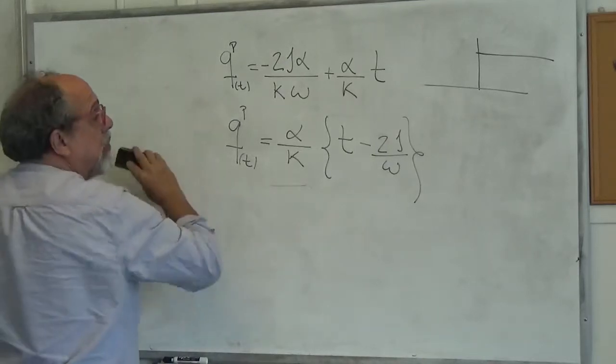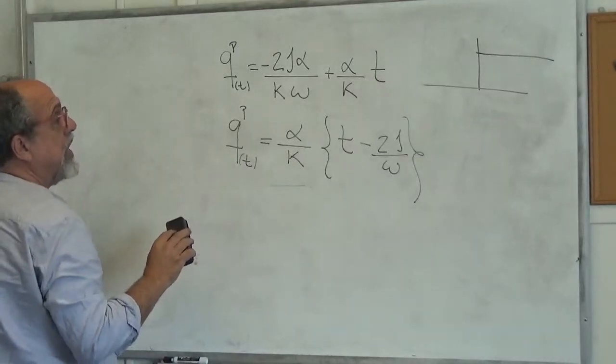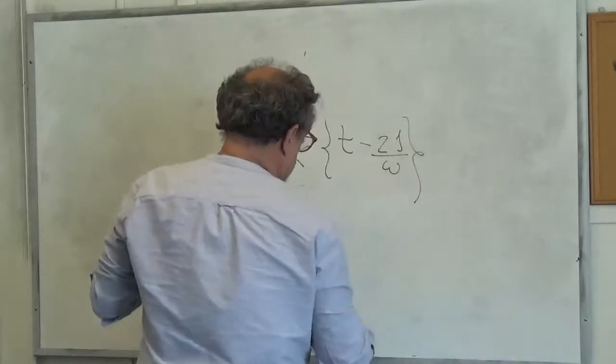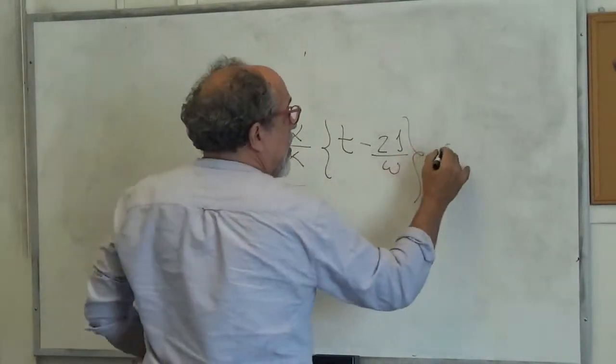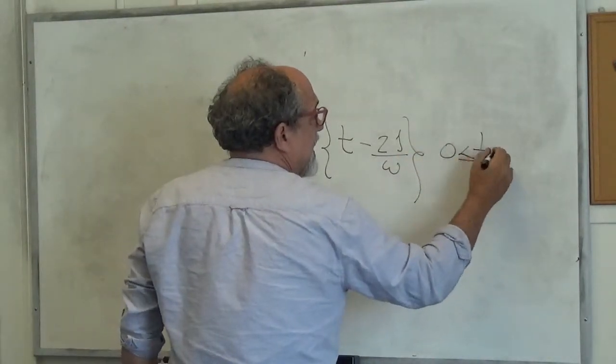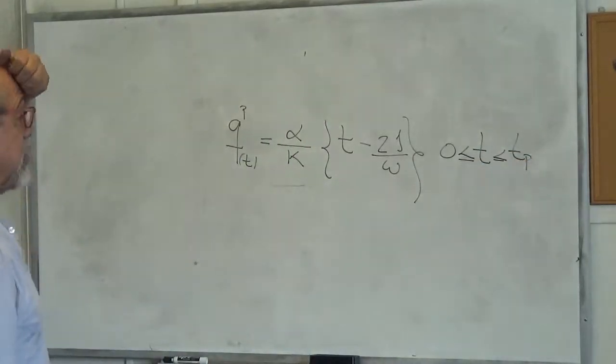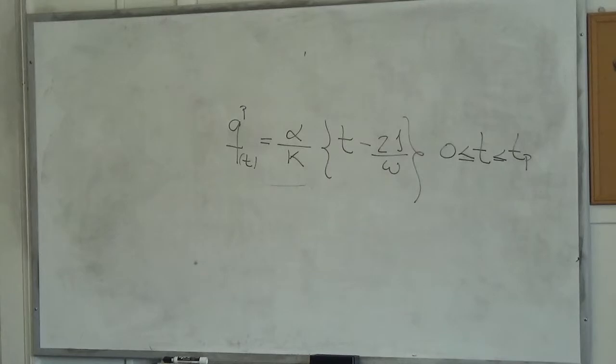Now that particular solution, of course, is valid provided that 0 is less than or equal to t, t is less than or equal to tp, right? Because after that the load is gone, right? Okay, so that's our particular solution. If I didn't make a mistake, I mean I make lots of mistakes, so it's possible that I have an error, but assuming there's no error, that is the particular solution.